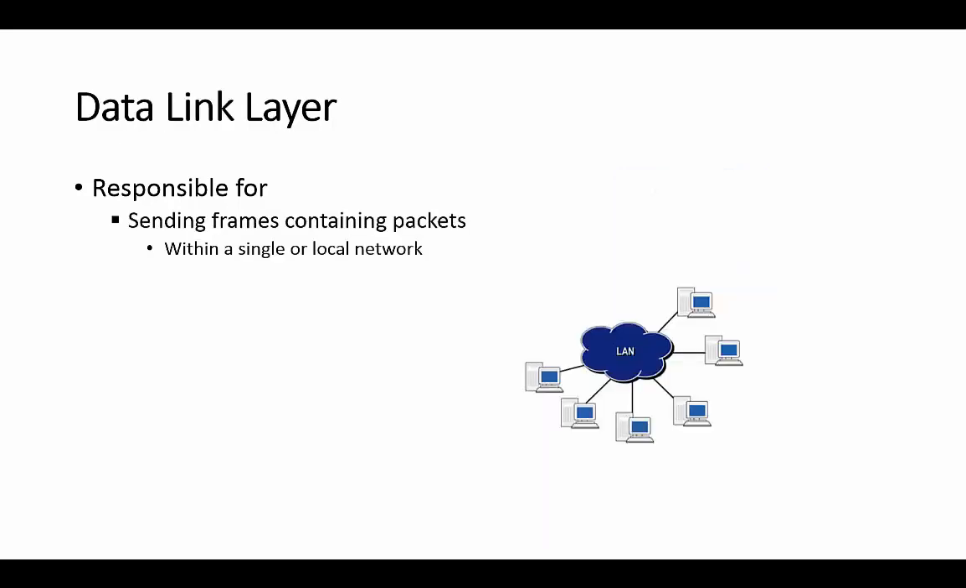The data link layer, which is below the internet layer, is responsible for sending frames containing packets within a single or local network, or local area network. So the data link layer is really responsible for the exchanges of the messages within a single network, not in between the networks. That job is given to the internet layer. And note that we're dealing with frames containing the packets in this case, not the packets themselves.